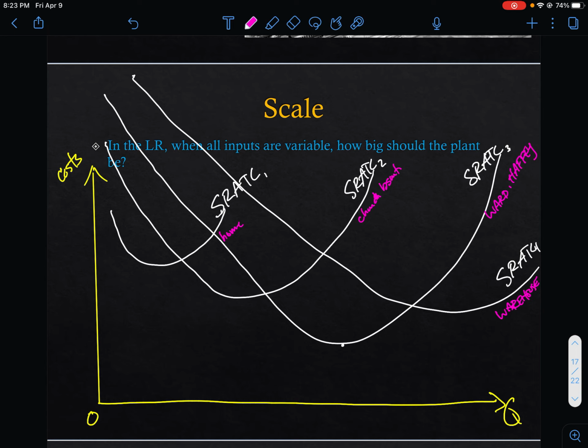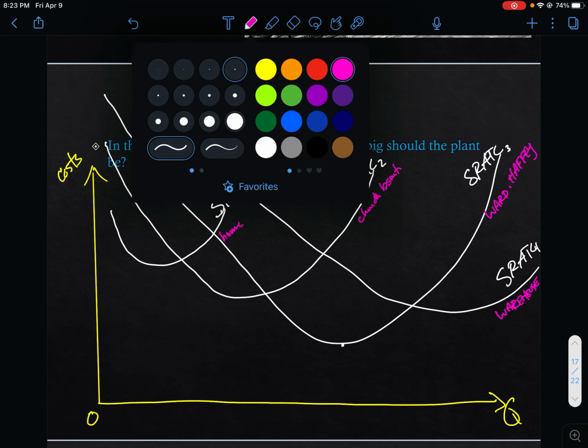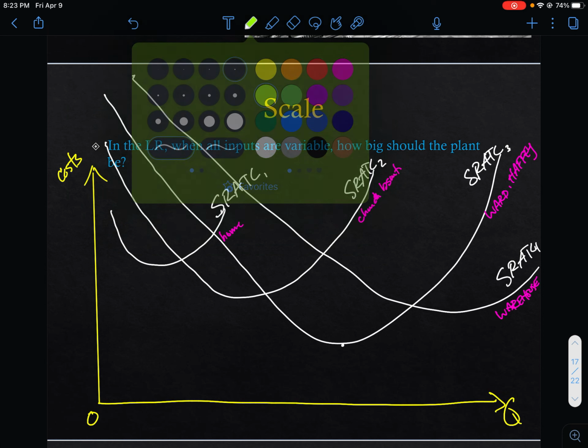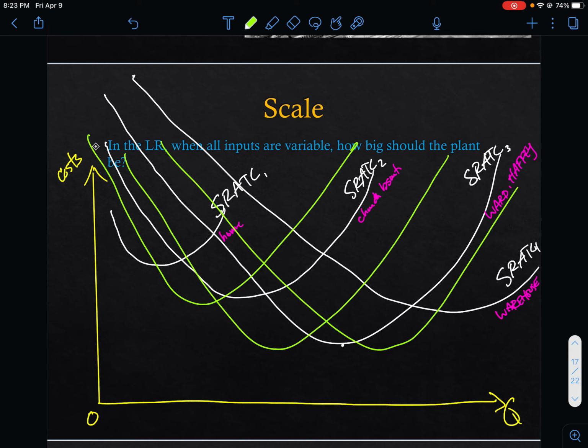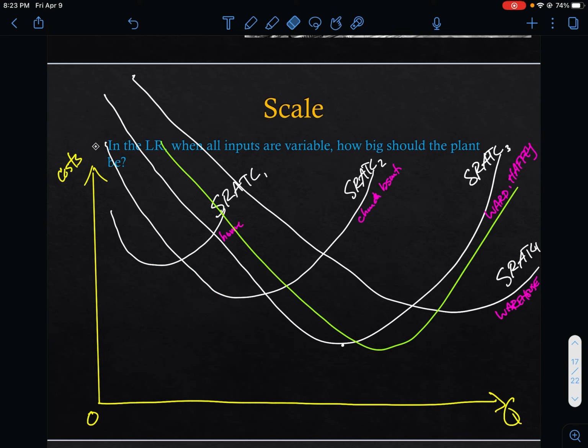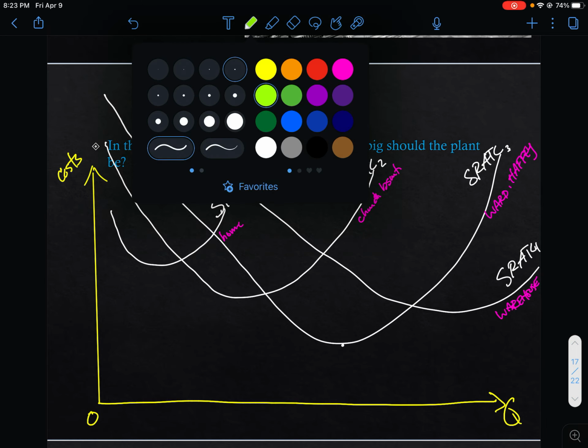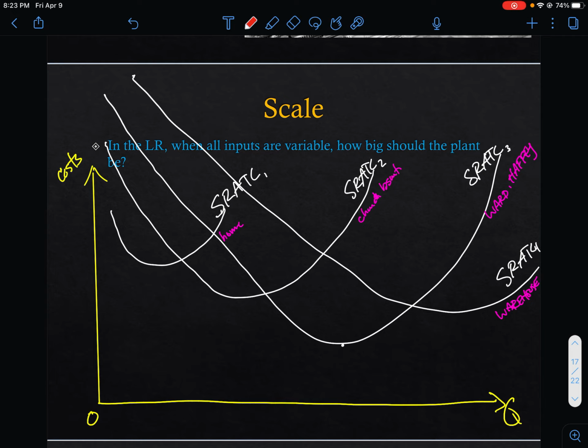Now, I just drew in 4, right? There are other potential. Let me just pick a different color here because I'm gonna erase these too. But there are plant sizes that are in between these, right? So there might be plant sizes like those that fit in between there. I'm going to erase just those, so I don't clog it up too much. But the important thing here is if you can choose your scale, if you can choose the whole size of your operation, you'll pick the size that gives you the lowest cost for the level of output that you think you're going to produce at.